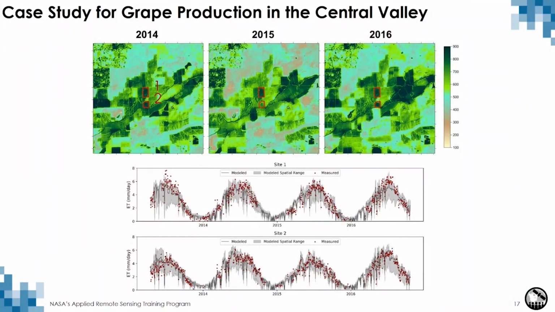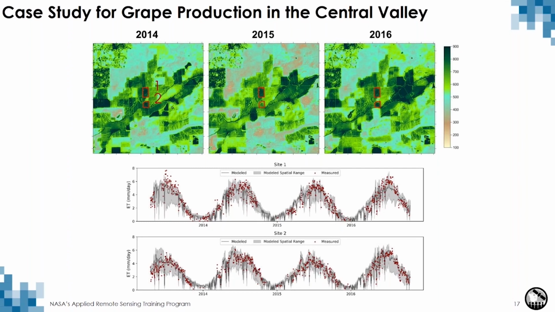This is another example of the year-to-year variability in these two fields, and essentially a validation. We have eddy covariance flux towers in each of these fields to validate some of the methods that we're developing. And as you see here on the top, you see the change in water use over the three years here, 2014 to 2016, and then a time series of both the modeled and the measured.